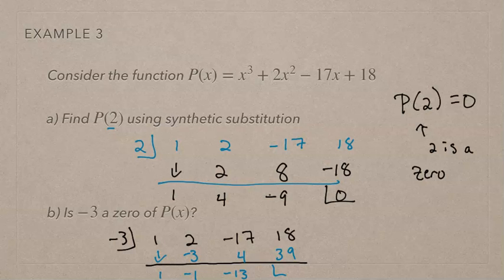All right. I guess we could do it out. 39 plus 10 is 49, plus 8 is 57. So this is 57. So P of negative 3 is 57. Not a 0, because that doesn't equal 0. All right.